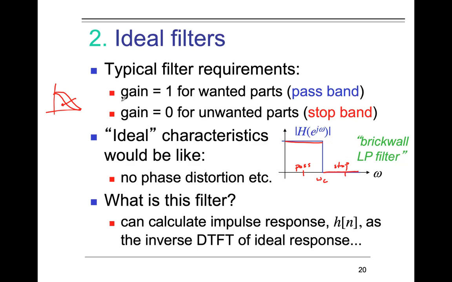Gain is 1 for wanted parts, the pass band. Gain is 0 for unwanted parts, the stop band. Is that clear, friends? So how do you find h of n of this filter? How do you find the h of n of this filter?